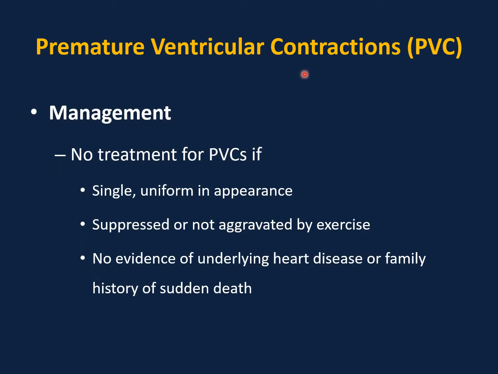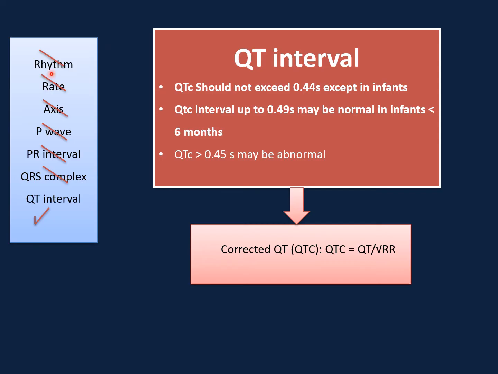Management of premature ventricular contraction: no treatment is necessary if single, uniform in appearance, suppressed or not aggravated by exercise. If it is aggravated by exercise, it is not normal and requires evaluation. No evidence of underlying structural heart disease, and no family history of sudden death. If there is a family history of sudden death, or if there is underlying structural heart disease, it requires referral and evaluation by a pediatric cardiologist.